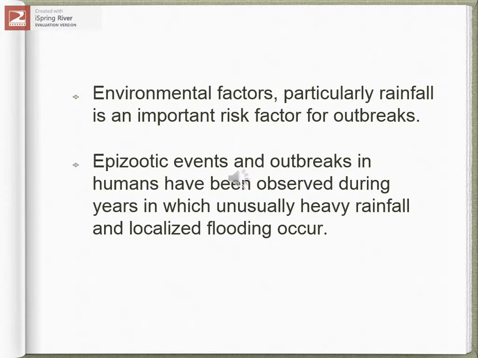Environmental factors, particularly rainfall, is an important risk factor for outbreaks. Episodic events and outbreaks in humans have been observed during years in which unusually heavy rainfall and localized flooding has occurred.